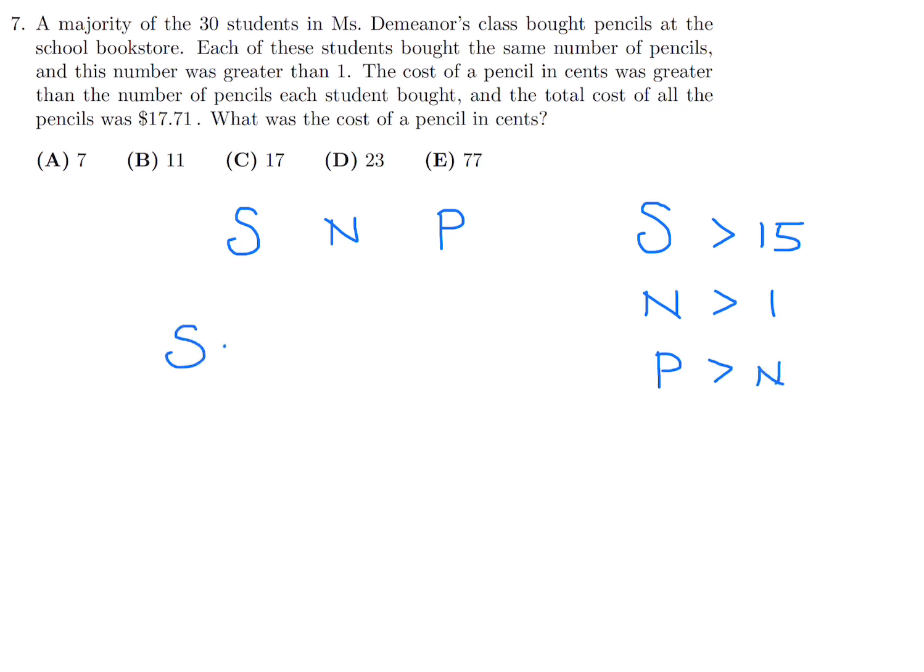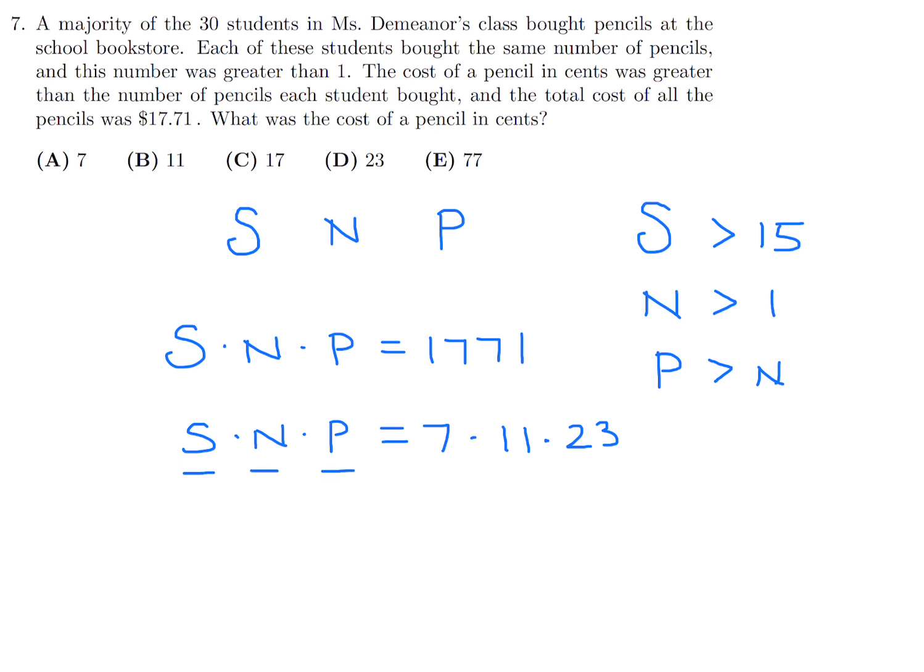And then, of course, if I take S, multiply by N, multiply by P, I get 1771. And I've converted this to cents because the cost of the pencil is in cents. All right, so where do we go from here? Well, the good news is that 1771 is factorable. It factors to 7 times 11 times 23. And that will help us figure out what is the value for S, what is the value for N, what is the value for P.